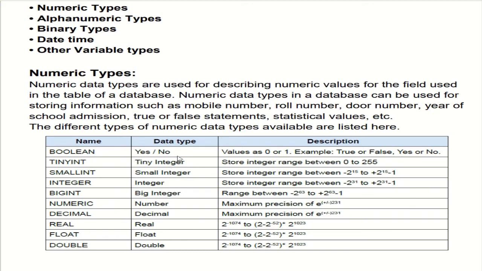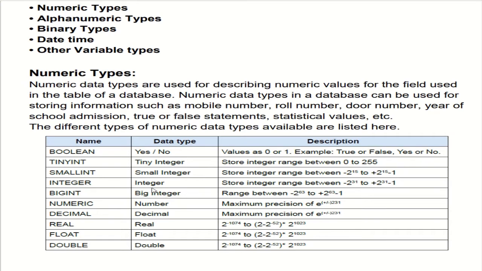Now, what data types are considered under each name? In boolean, yes/no is categorized, like the values which are stored in the form of 0 or 1. Now tiny int is what? Tiny integer, used to store integer range between 0 to 255. Small int is what? Small integer, it stores integer range between minus 2 raised to 15 to 2 raised to 15 minus 1.